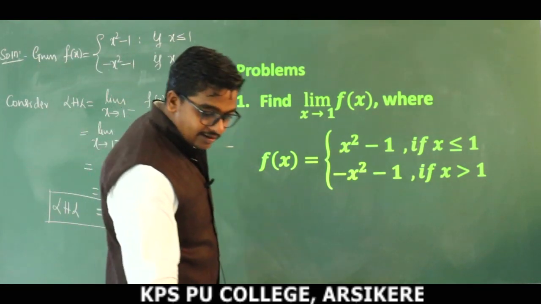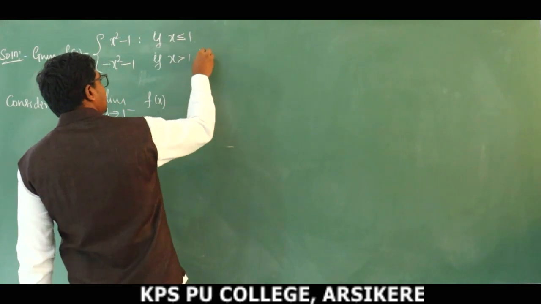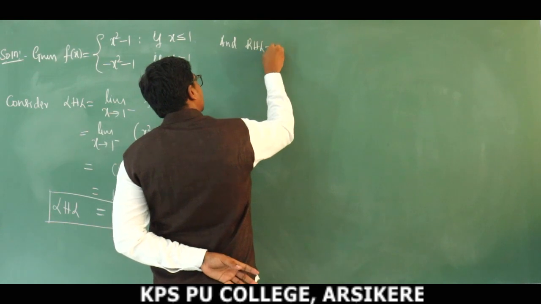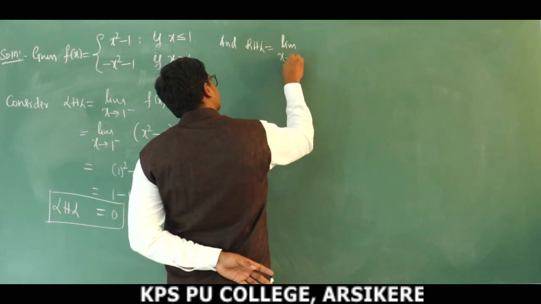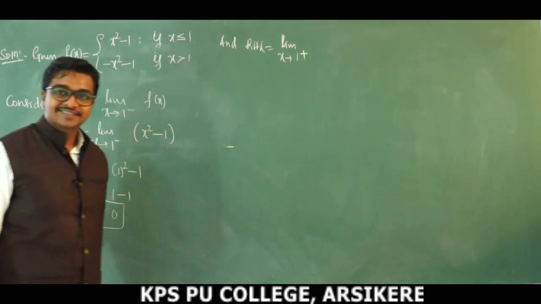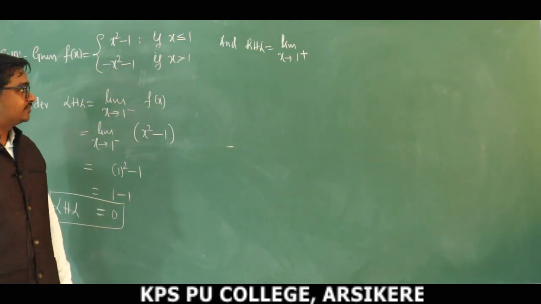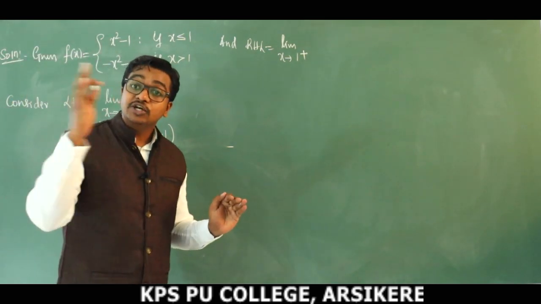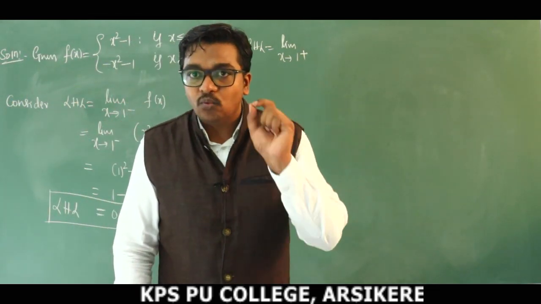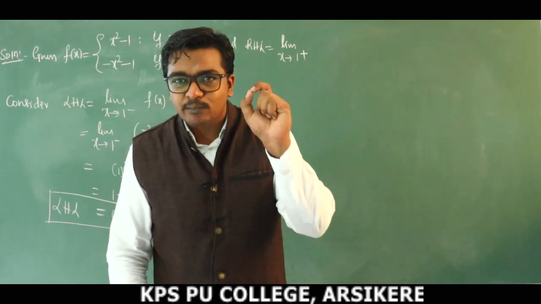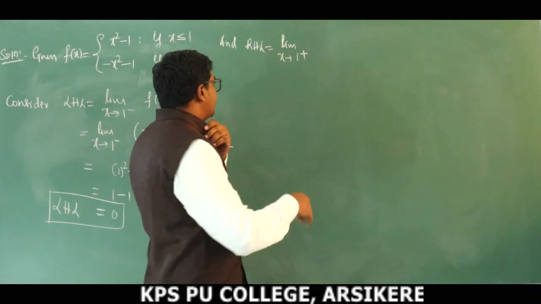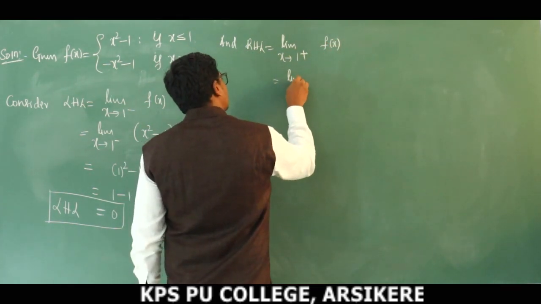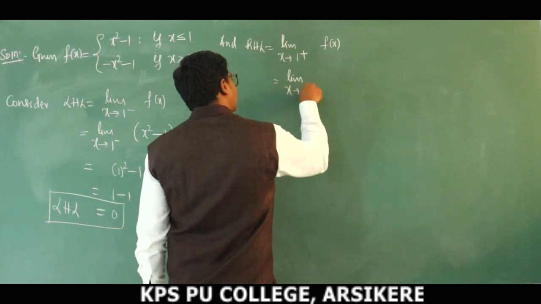Next we have to find the right hand limit. RHL is equal to the limit as x approaches 1 plus. When 1 plus, what does the function become? 1 plus means here we are approaching 1 from the right. So to the right of 1, the value of x is very slightly greater than 1. So the function f of x, limit as x approaches 1 plus of f of x, what does it become?